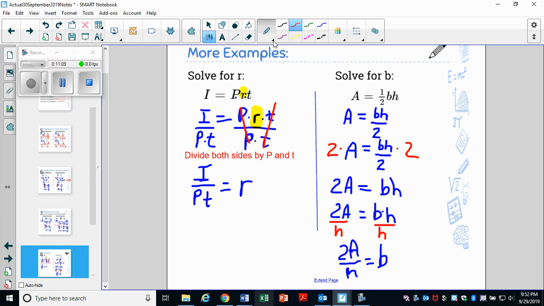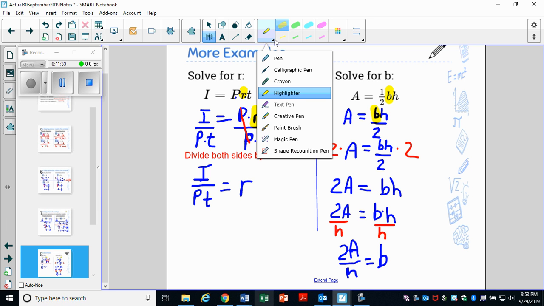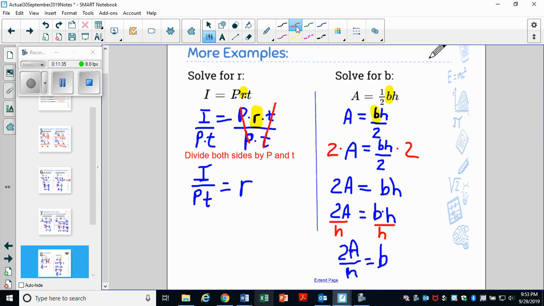Next one, we're solving for the variable B. Again, highlight the variable you are trying to find. So I wrote it as B times H divided by 2. So now we have 2 times A equals B times H divided by 2. And we're going to multiply both sides by positive 2. So then these 2's cancel out. And you're left with 2 times A equals B times H.